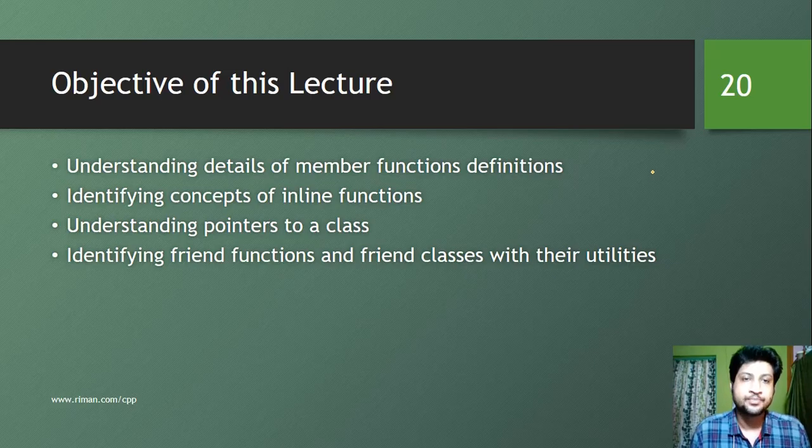In the previous class we talked about classes and objects, and what data members and member functions are. In today's lecture, we are going to talk about member function definitions, that means how we can define member functions. Then the concept of inline functions, and pointers to a class. And then, in detail, we are going to talk about friend functions and friend classes and their utilities. So let's start.